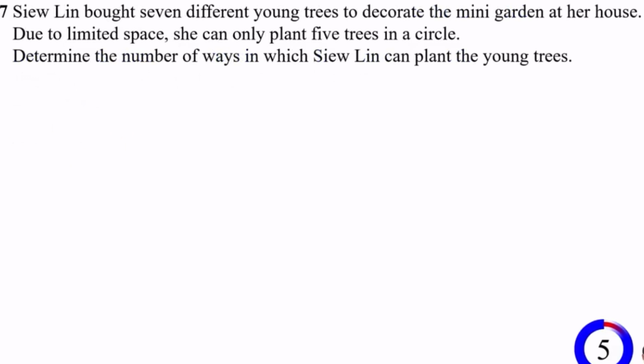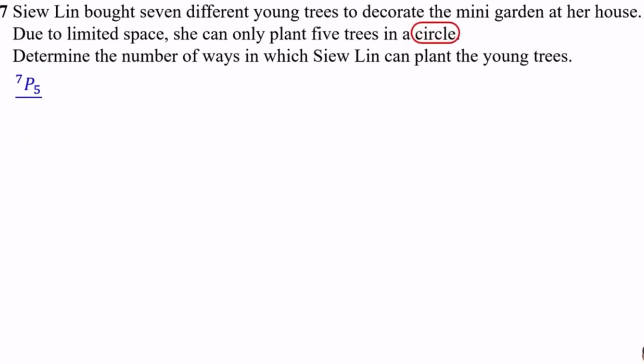Question number 7. Xiu-Ling bought 7 different young trees to decorate the mini garden at her house. Due to limited space, she can only plant 5 trees in a circle. Determine the number of ways in which Xiu-Ling can plant the young trees. Okay, so let's see. We have 7 different young trees, and we are going to plant 5 trees in a circle.